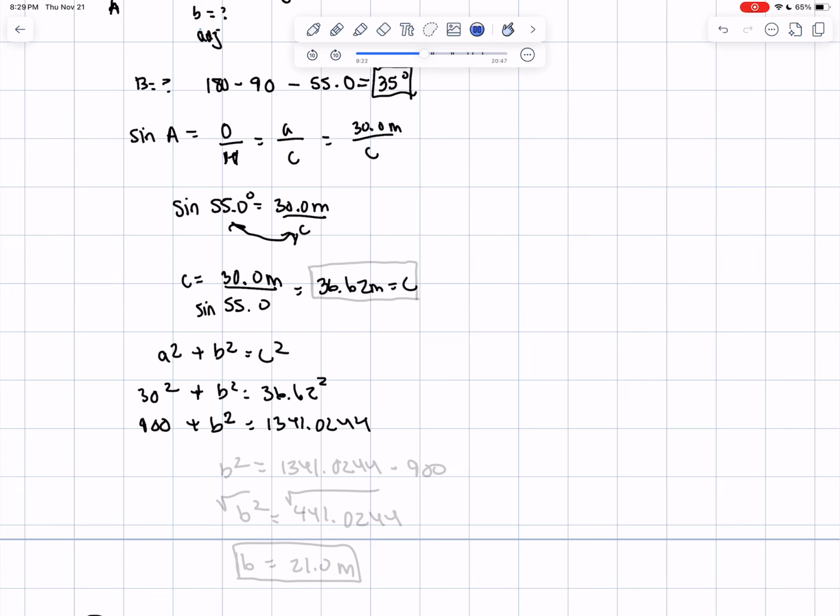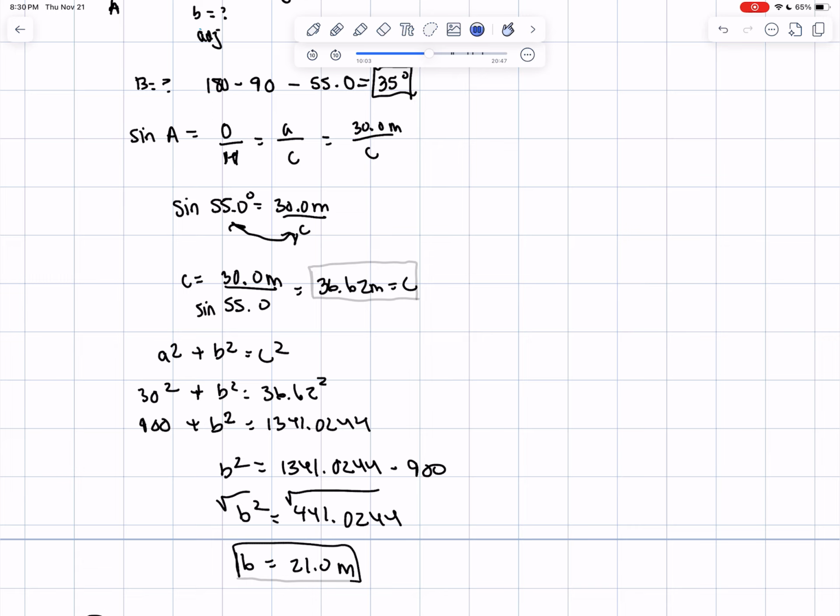And then if I want to get b squared by itself, what I do is I subtract the 900 from the other side. So b squared equals, if I subtract 900, I get 441.0244. Then we take the square root of both sides. And I know you guys know this by heart at this point. So I get b equals 21 meters. So we found all of our sides.